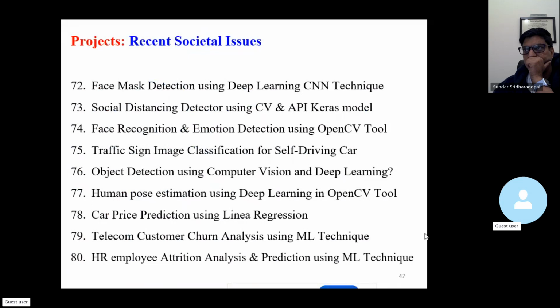See, same face mask detection using OpenCV and face mask detection using only deep learning techniques. Social distancing detector using CV and Keras API model. Face recognition and emotion detection using OpenCV. Traffic sign image classification for self-driving car.